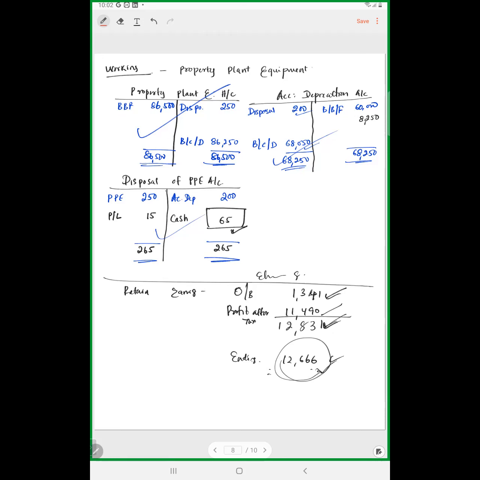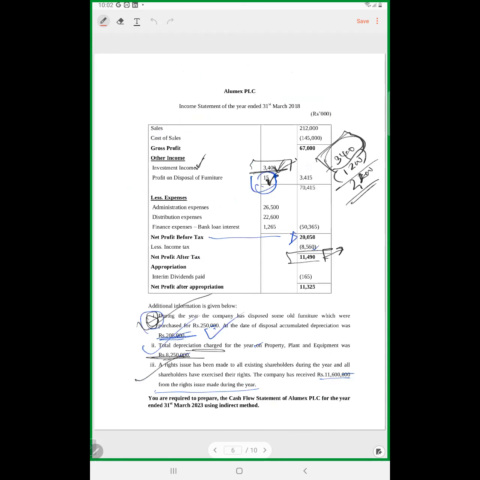The main factor, please keep in mind, is the dividend payment, right? How much is the difference? 165. There is a difference. So please check with the financial statement. You can see here in the income statement, 165 is there. So it means the company has paid 165 dividend. Is that clear? Please respond. Yes sir. Good.